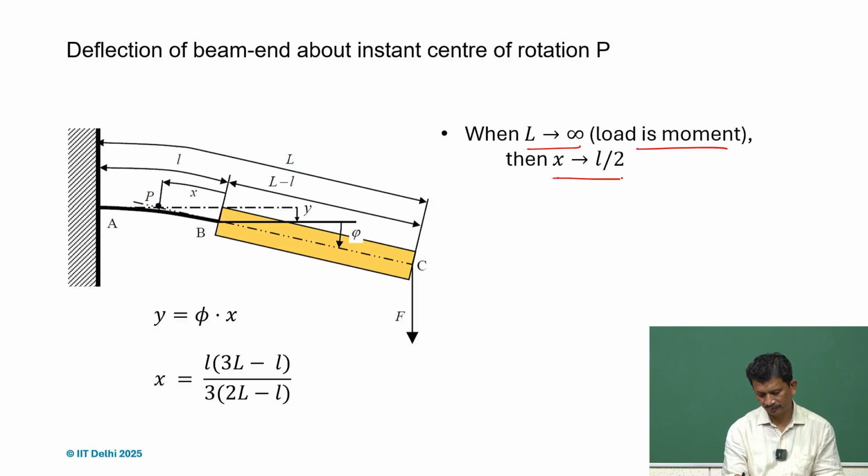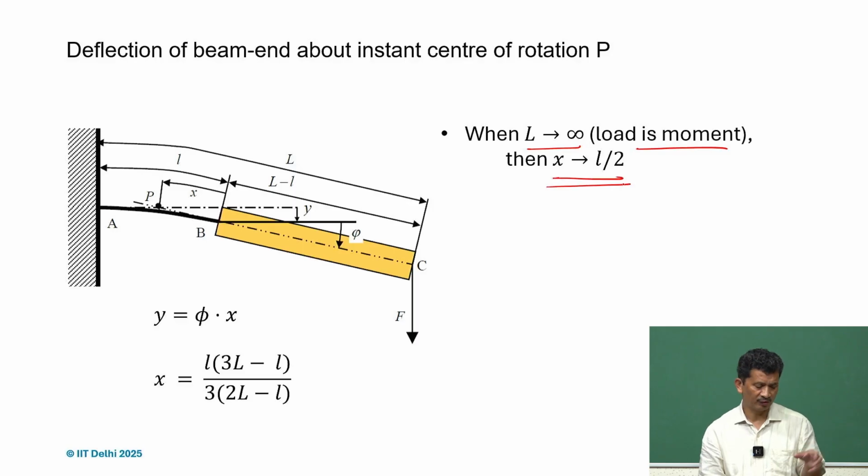And what we observe in that case, if the pure bending moment is acting, then x will be L by 2. So it's halfway. So if it's a pure bending moment, then it's L by 2. It's at the middle of the part AB.